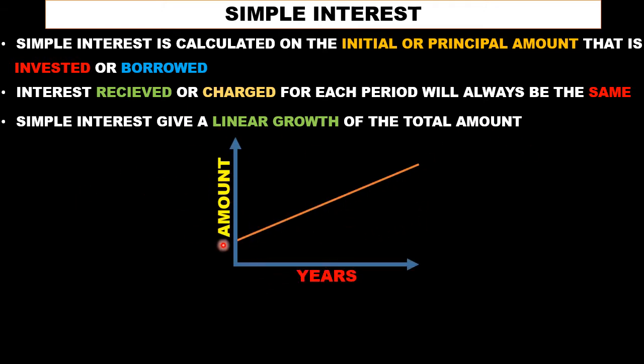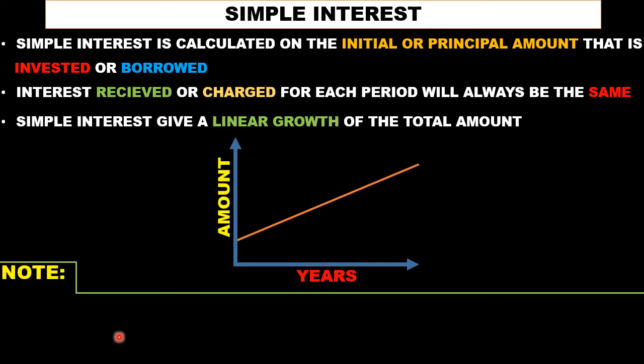If this was your amount, as the number of years increases, the amount is also increasing. But the amount is increasing with the same interest rate. It is increasing at the same rate. Okay, so it will give you a linear growth or a straight line growth. Okay. Now you should note something.